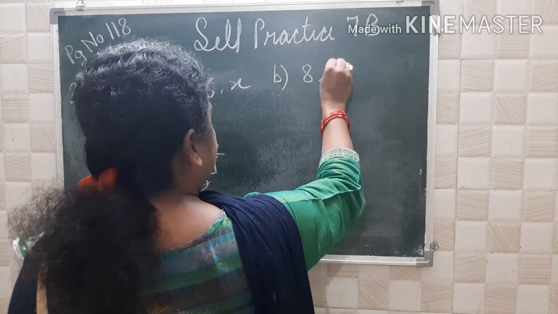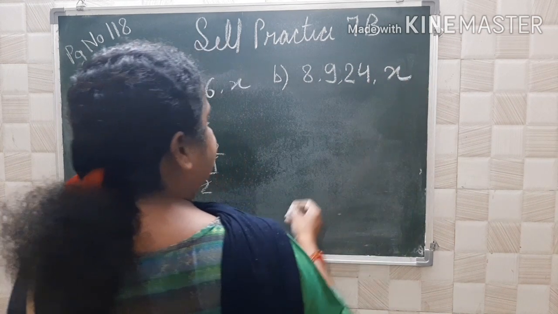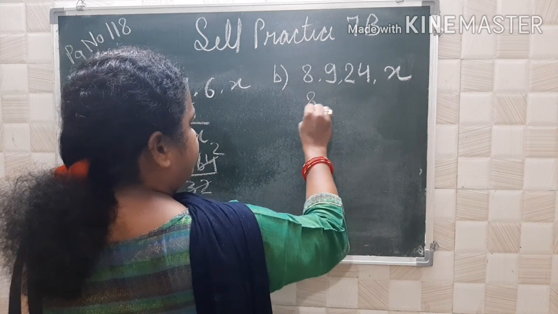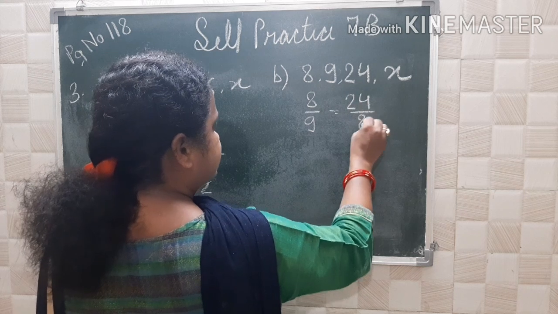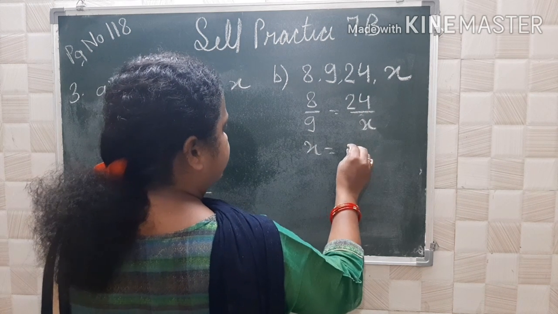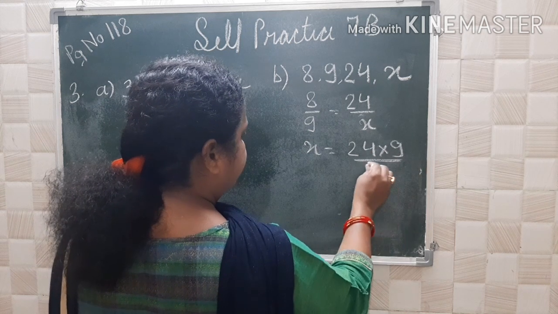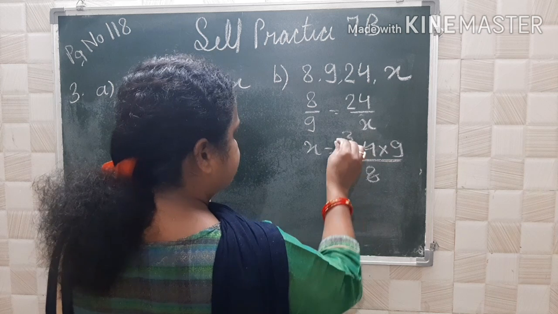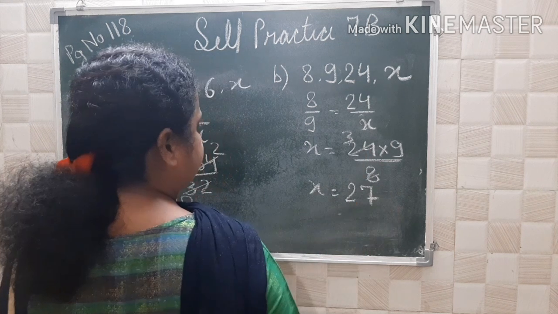Now see the B part. 8, 9, 24 and the fourth I am taking as x. 8 upon 9 is equal to 24 upon x. So x is equal to 24 into 9 upon 8. 8 3s are 24, so x is equal to 9 3s are 27.